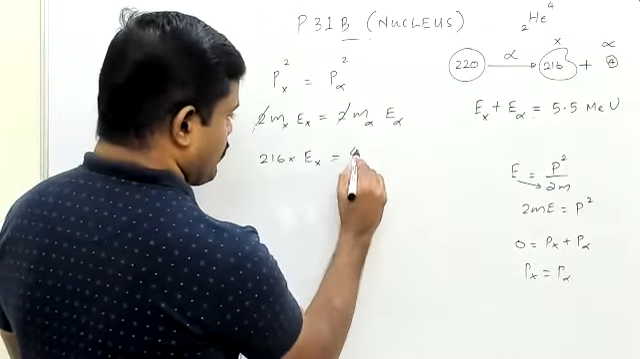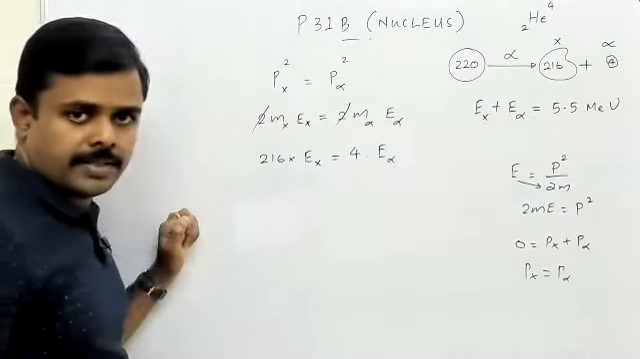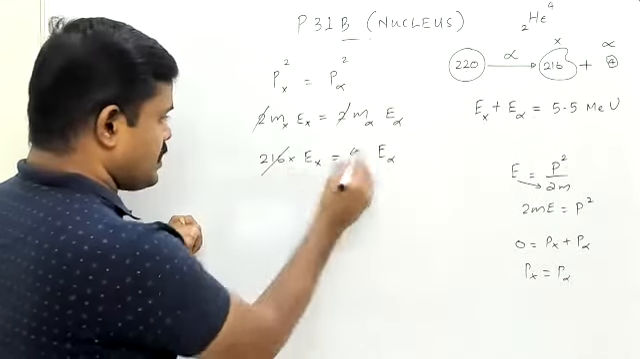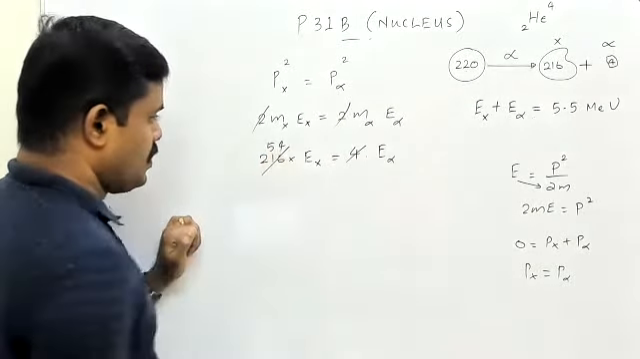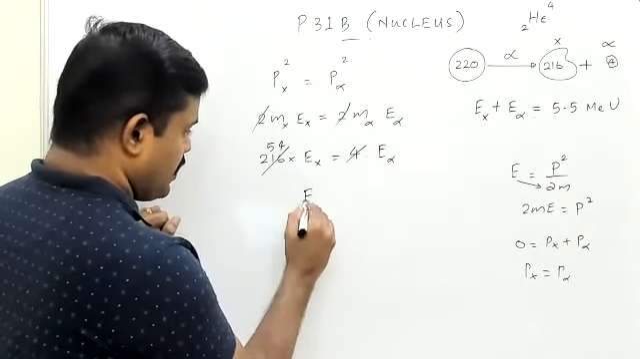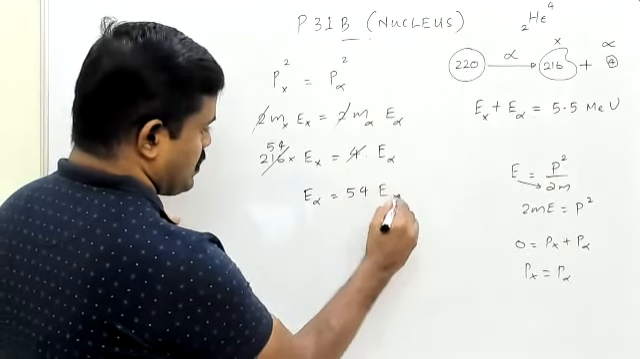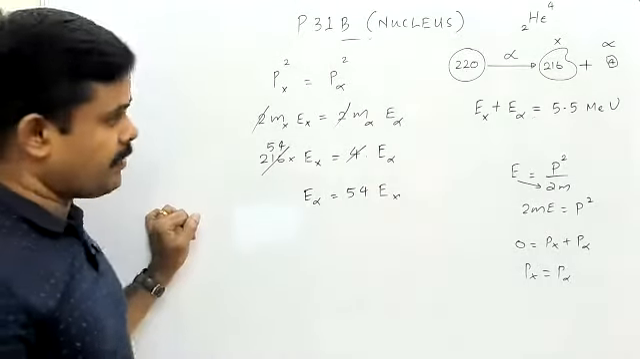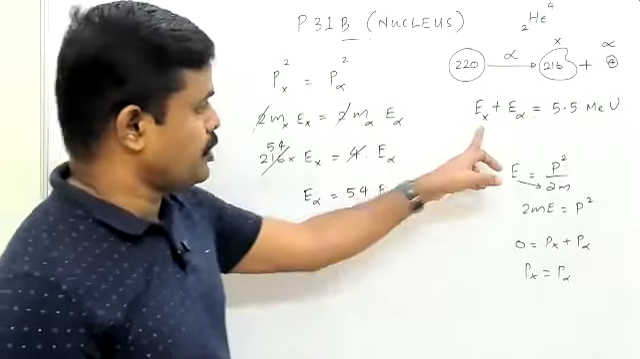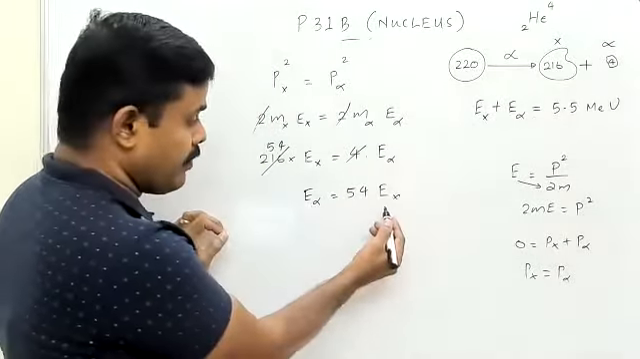Mass of alpha is 4 into E of alpha. I don't know the value of E of alpha either, right? So I cut this and this, I get 54. 54 fours are 216. So I got the value of E alpha here. E alpha is 54 times Ex. Okay, 54 times Ex. All right, so I can put it here. I can put in place of E alpha, 54 Ex.